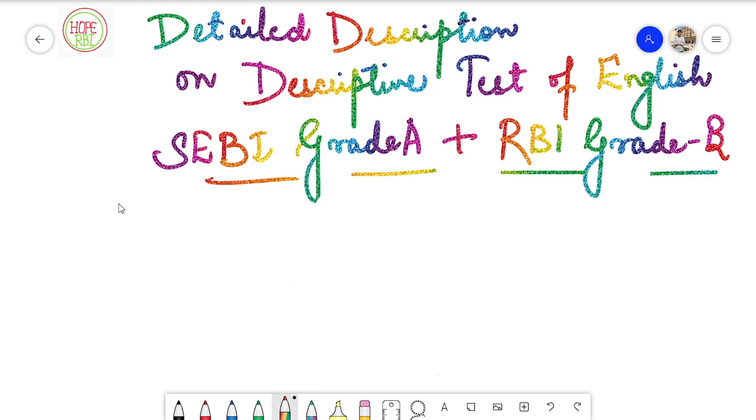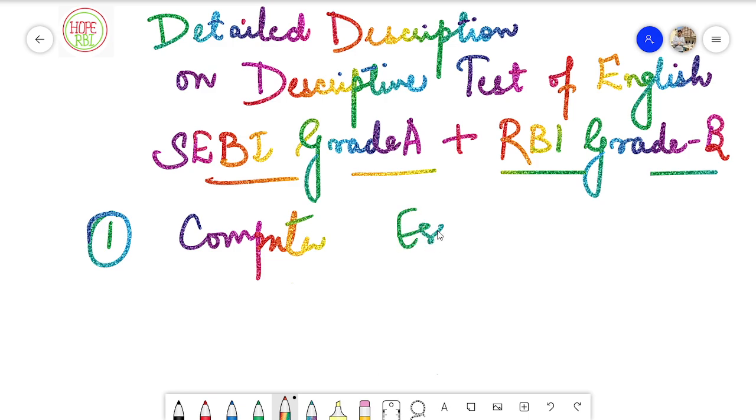Let me start with the very first question that has been asked: is it a pen or paper based exam? And the answer is no. It is totally a computer based test. You have to type all of your essays, your letters, your précis writing, or your comprehension passages. Every question is to be answered through a computer keyboard.